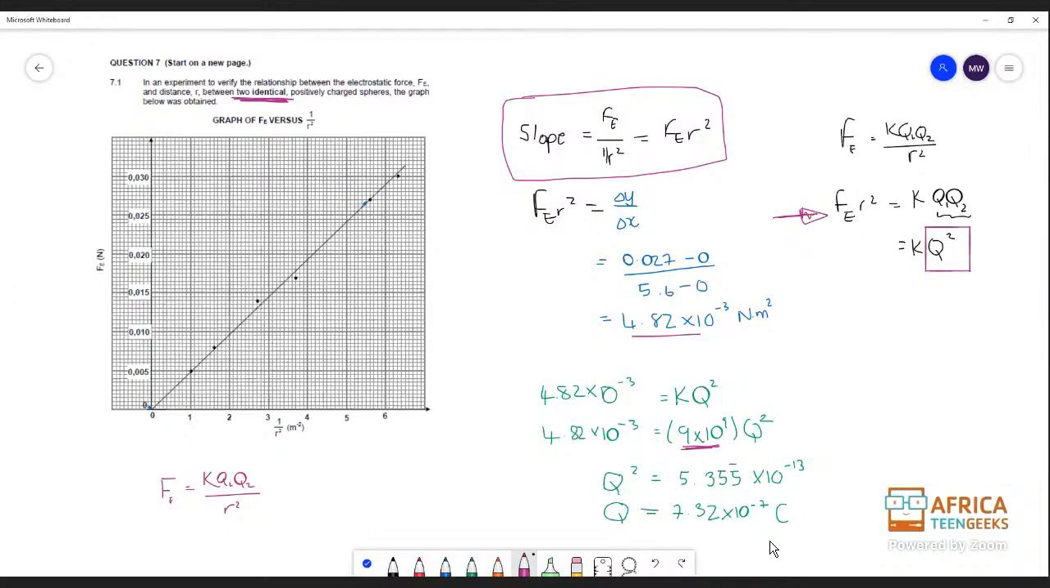Does that make sense to everyone? Do you understand where we got everything and where we were going with it? Yeah, awesome.